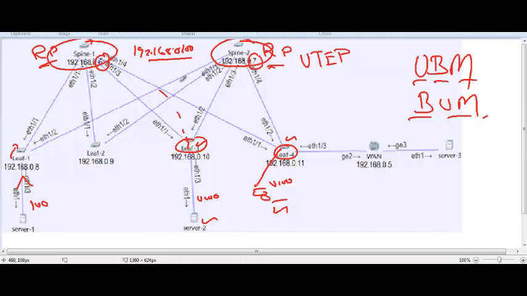Have you done VRRP? In VRRP we have a floating IP address and floating MAC address, correct? Virtual IP address, that's how they used to call it. Even in HSRP you will see that. Similar to that, this anycast RP is going to work. This will be the address given in common for both the RPs. And also we'll give a MAC address.